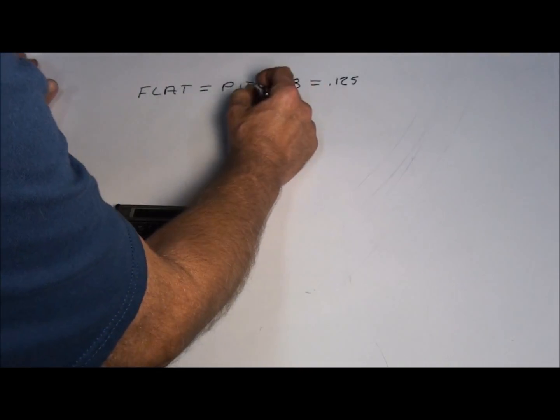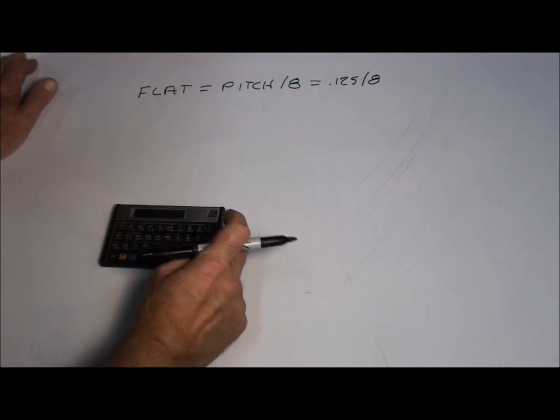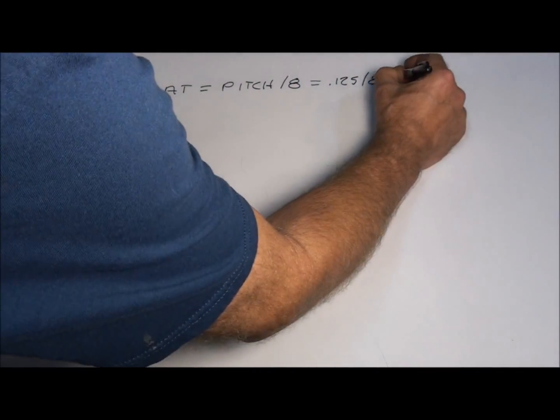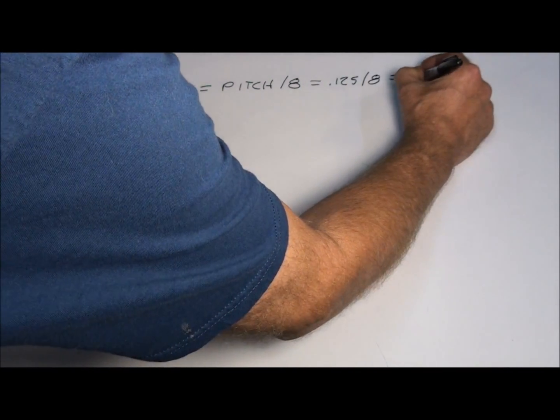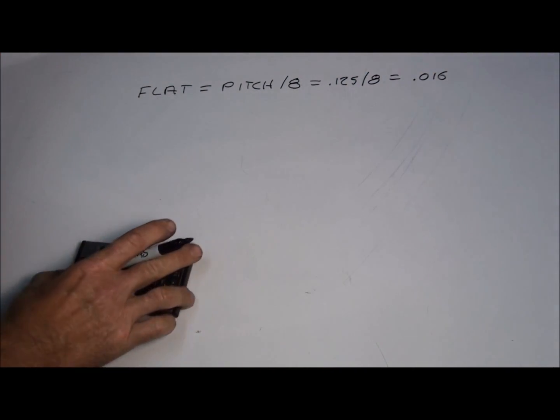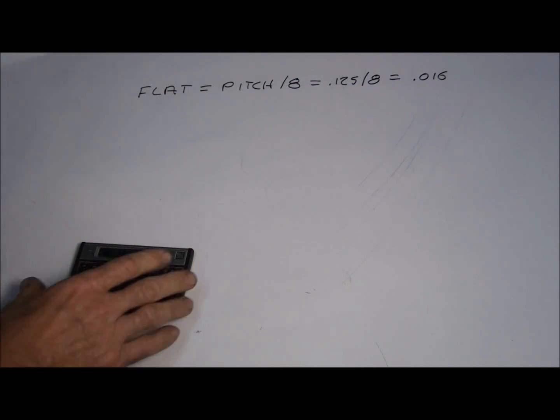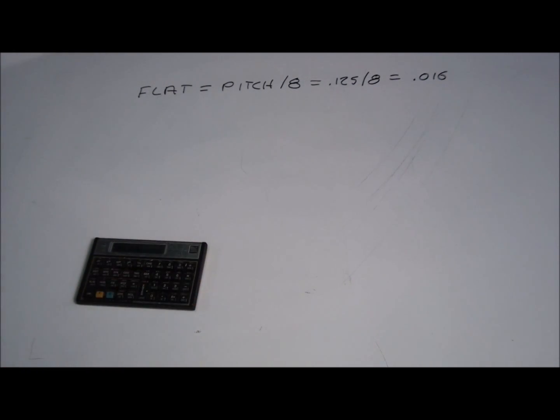And we take that 0.125 and divide by 8. It gives us the width of a flat of 0.016 inches. Alright, so one down, one to go. How about this mysterious helix angle? What the heck is a helix angle, and why do we need to know about it?